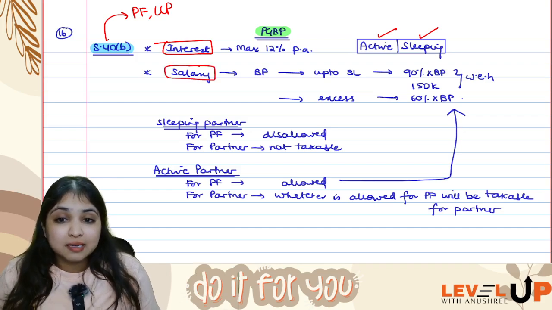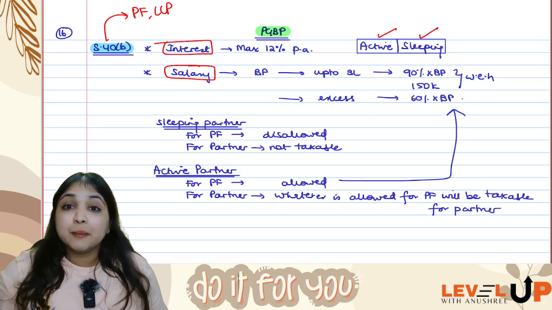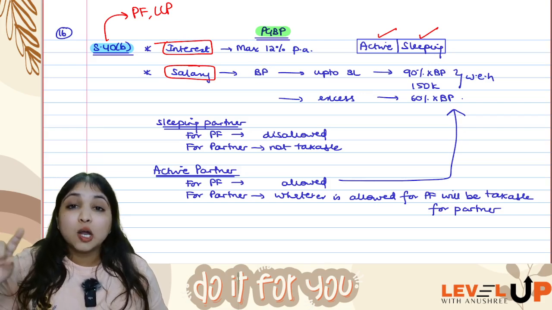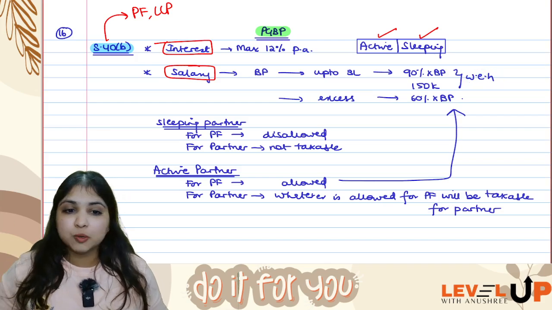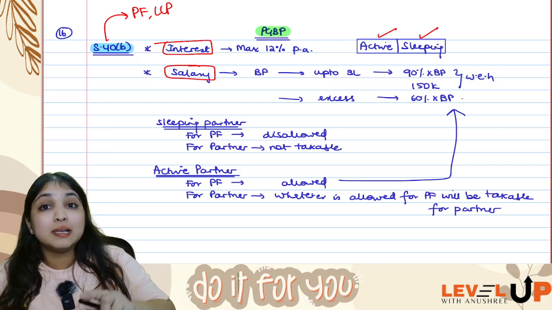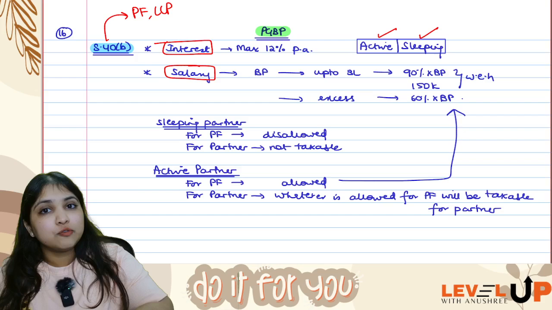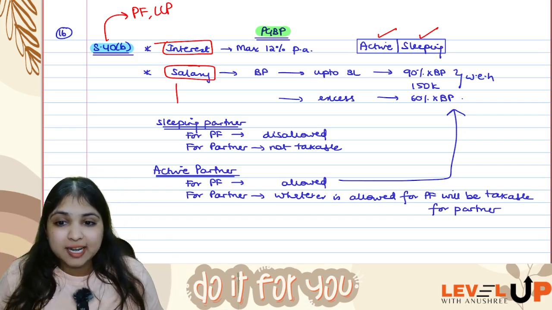Then when we talk about salary, for the firm you will do computation of how much salary is allowed. That computation will depend upon the book profits. Book profit up to 3 lakh, you will compute 90% of the book profits or 1,50,000, whichever is higher. On the excess book profit, you will calculate 60% of book profit. This will give you the maximum allowable salary for the firm. Whatever is allowed for the firm will be taxed for the partner. Right guys? However, be careful relating to salary.